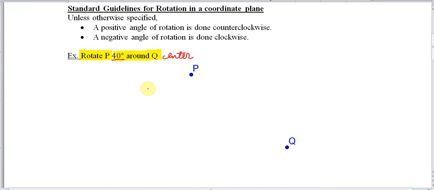Now, the immediate question is, which direction do we rotate? Do we go towards the left here or towards the right here? Let's go with some specific guidelines. When an angle of rotation is positive, that means it's done counterclockwise. When an angle of rotation is negative, it is done clockwise. In this case, we have positive 40, so we're going to go counterclockwise. And I'll illustrate the steps here.